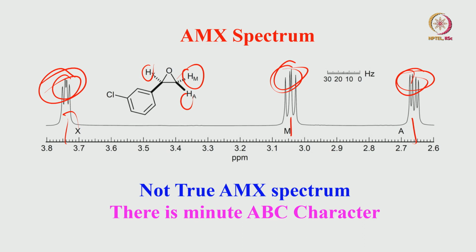As a consequence, what happens? The strongly coupled spin system will become weakly coupled when you go to higher magnetic field. So, if there is a tinge of a strong coupling character like this, what you are advised to do, in case you want AMX, you have to record the spectrum at an even higher magnetic field, at a higher frequency NMR spectrometer.